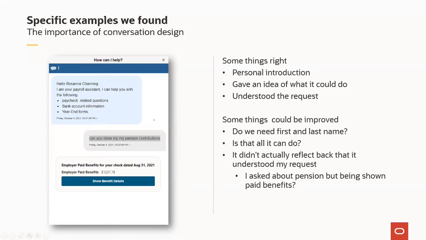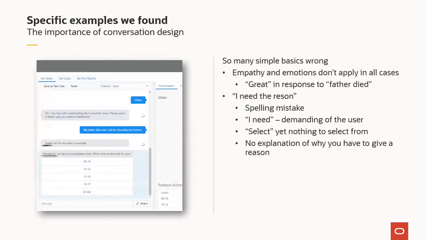But then there's another thing. It didn't actually say if it's answered my question. I said, can you show my pension contributions? It didn't say your pension contributions are in your benefit details, click here. It just said here's benefit details. It's not really answered my question, although the answer might be there in pressing the button. So it could be more precise in reflecting back that it's understood and that this answer is the answer that we need. So not bad, minor, but let's get into some of the more challenging bots.